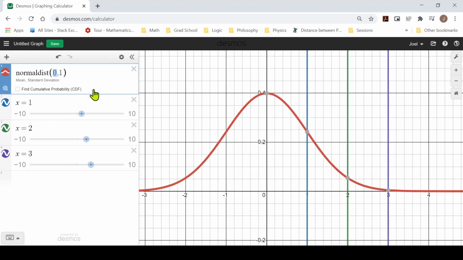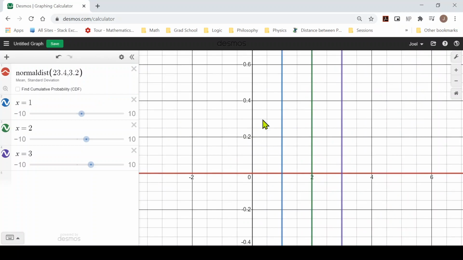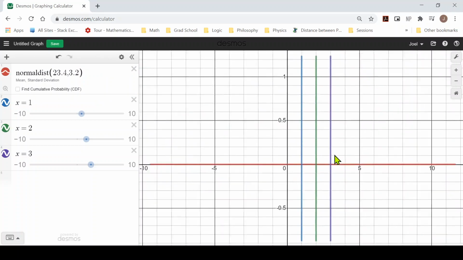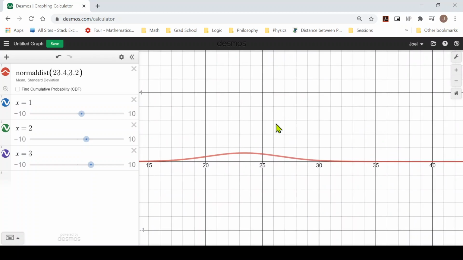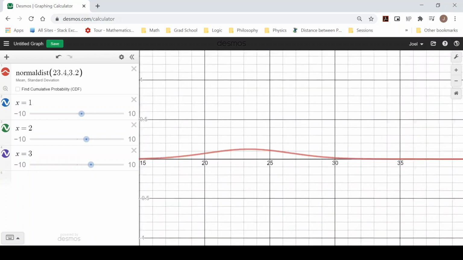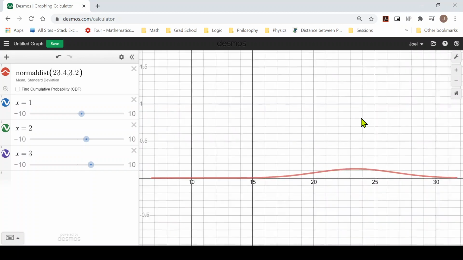But I also want to show you that if we say the average age at Cerritos College is, let's say, 23.4 years, and the standard deviation after sampling all students, or possibly a sample, the standard deviation might be 3.2. Okay. Notice our curve is no longer present. Well, that's because it's over here. And again, the scaling is off, but we can stretch this by zooming in and zooming out, but also changing our axis.